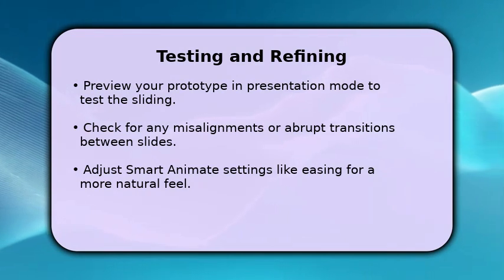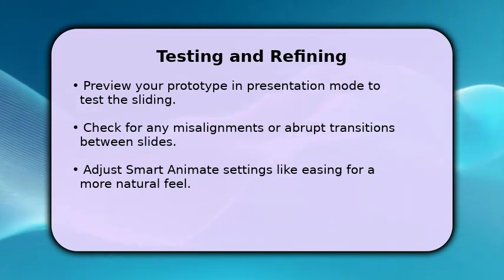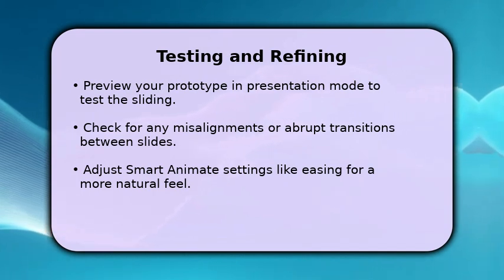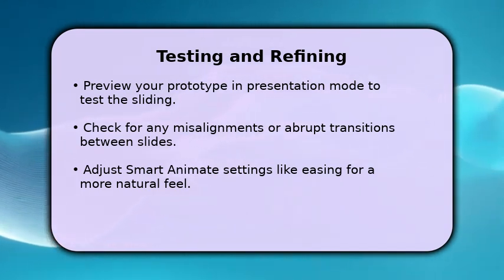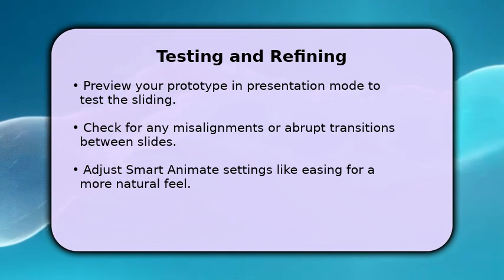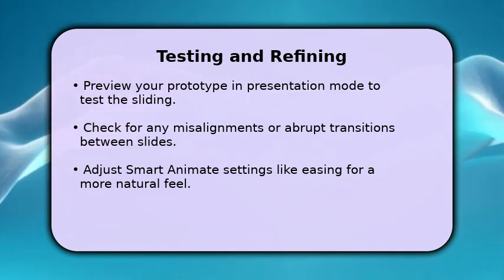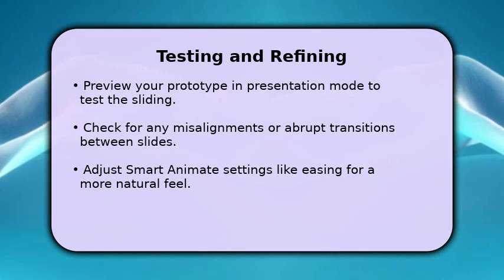Finally, it's time to test and refine your sliding prototype. Open your design in presentation mode to experience the interaction firsthand. Pay close attention to how smoothly the slides transition. Look for any jarring movements or misalignments. You might want to experiment with different easing options within Smart Animate, such as ease out or ease in and out, to achieve a more natural and polished feel. Share your work to gather valuable feedback.